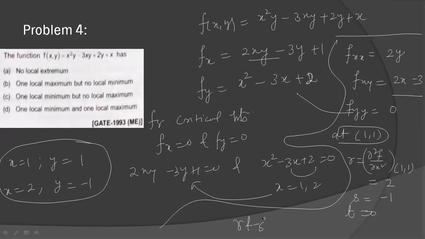So rt minus s square is minus 1. You can put the values, and this is less than 0. So this point is a saddle point. We are not getting maxima or minima. Similarly, you can check for this point. You will get again rt minus s square is less than 0. So no local extrema, because both the points are saddle points. At both the points, rt minus s square will be less than 0.